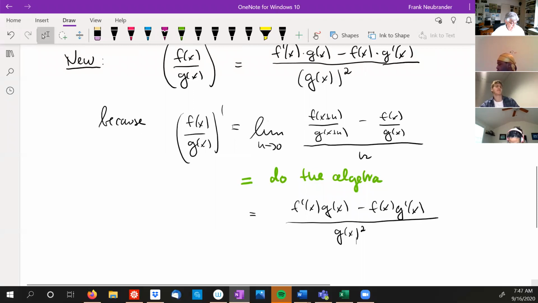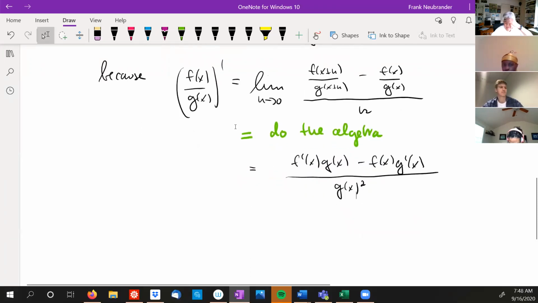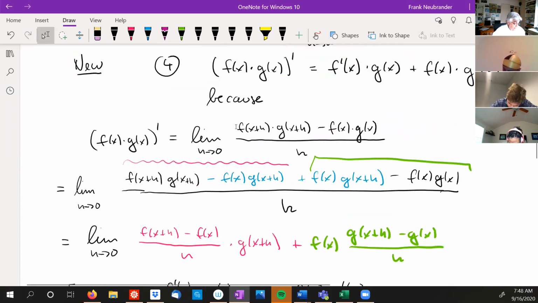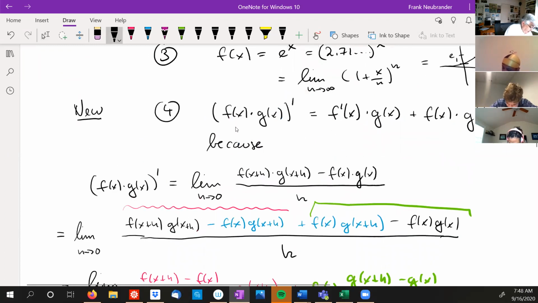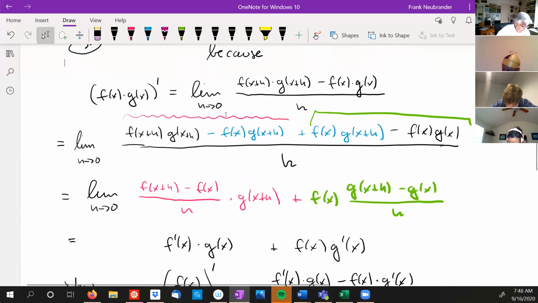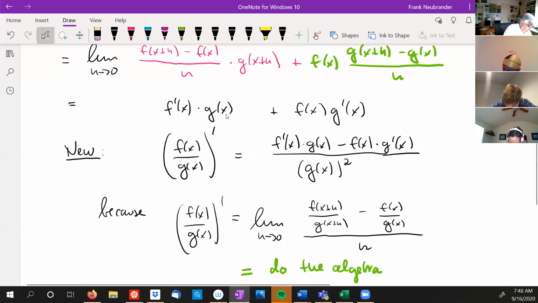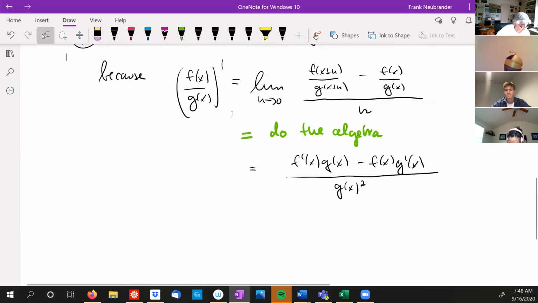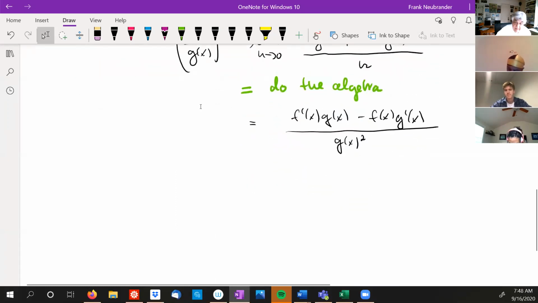Now let's go to the last rule for today, that is the so-called chain rule. So again, if we go back, this is section 3.2. The quotient rule is section 3.2. And before we do examples, let's go to section 3.4 and let's do the chain rule, maybe the most important rule of all.